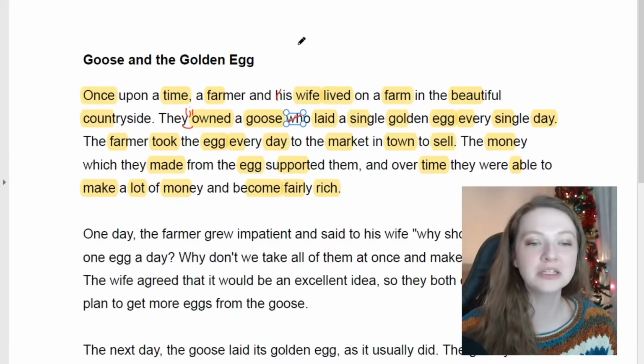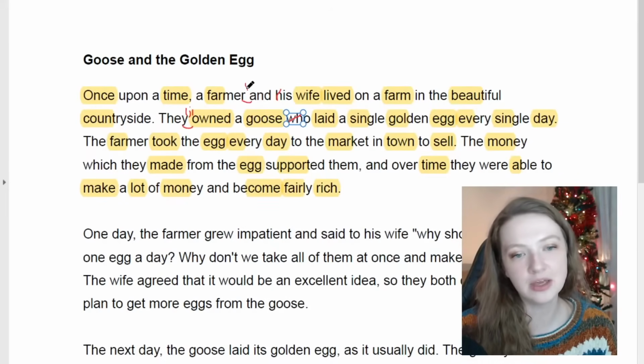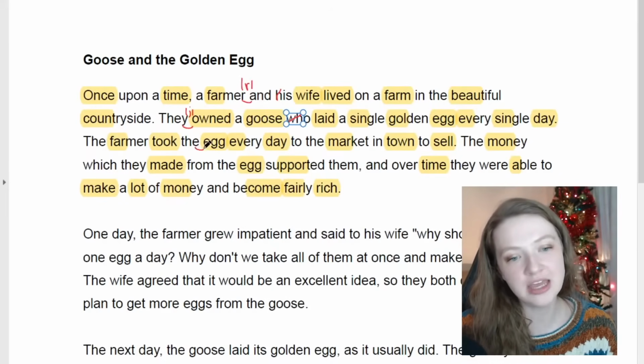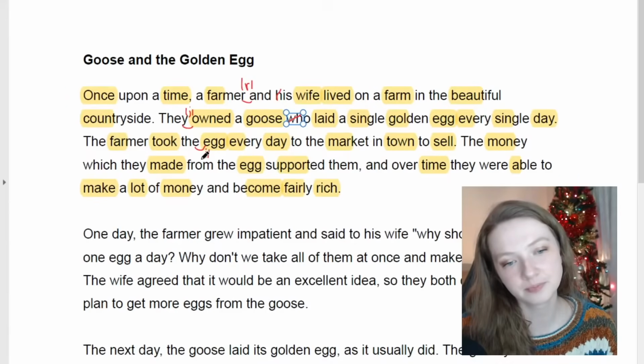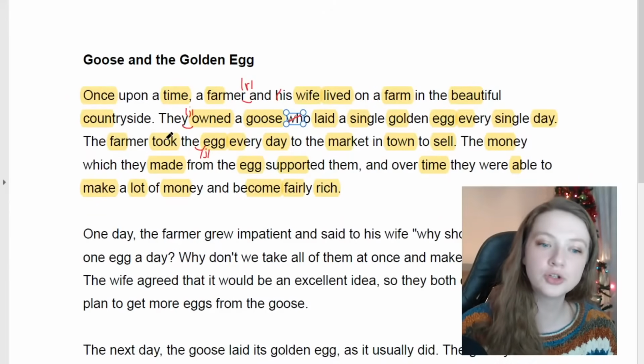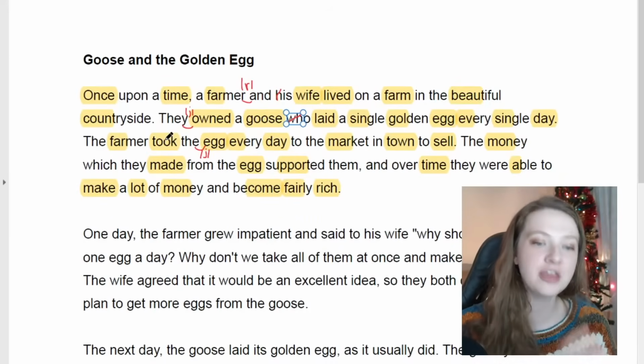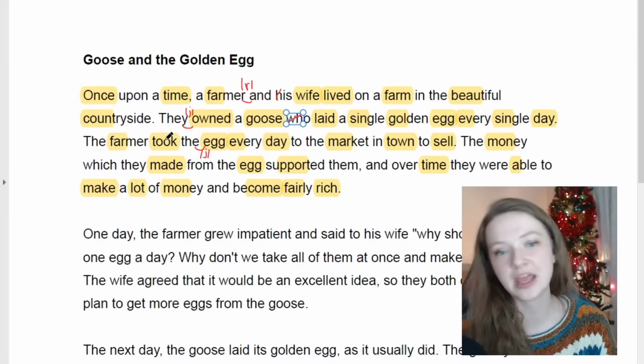The farmer took the egg. So here we're linking with a ya. Forgot to mention that. The farmer took the egg. Linking with a ya. Took the egg. Not took the egg. Took the egg every day.